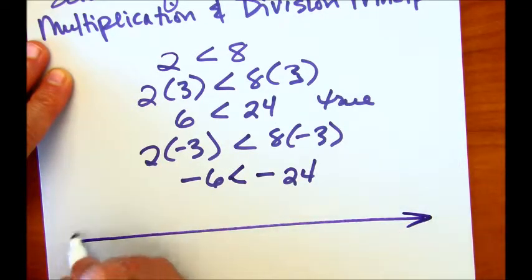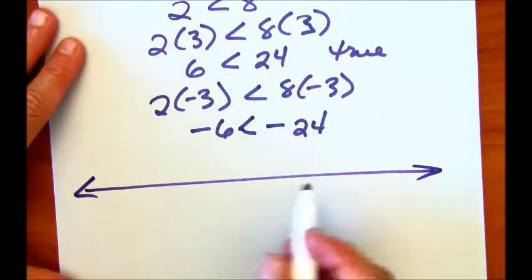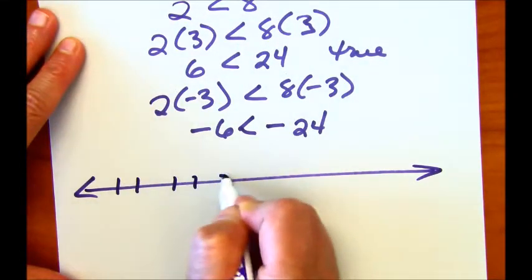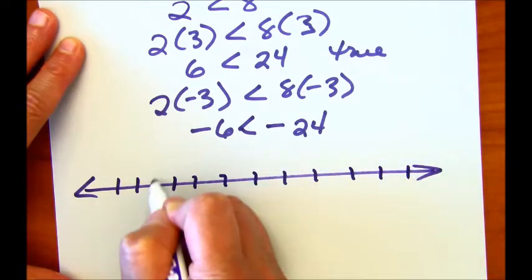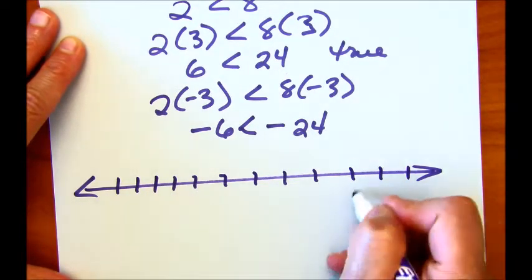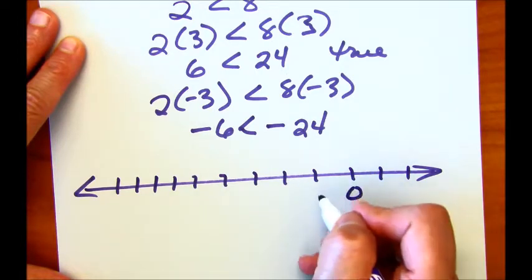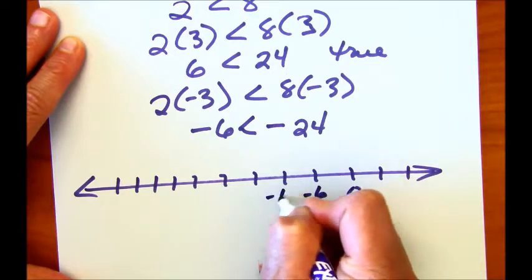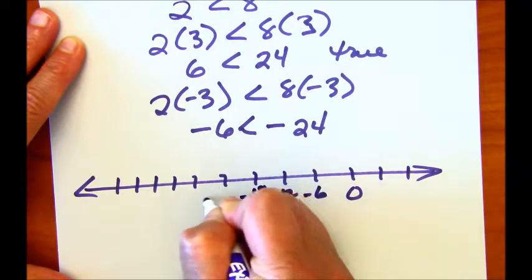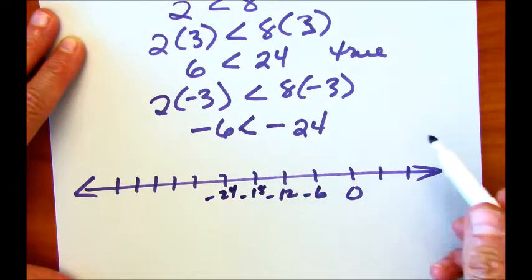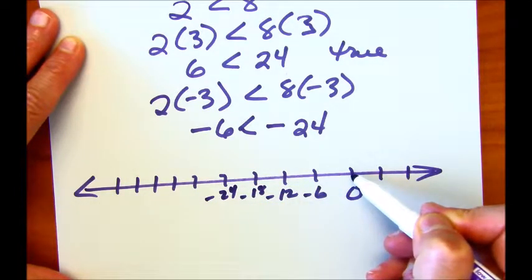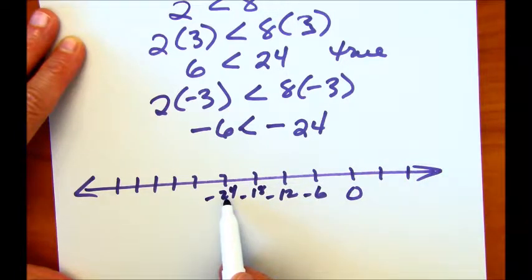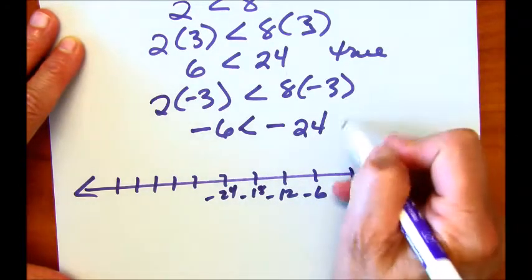So if I were to draw out a number line, I'll just throw in some numbers here, trying to make them equal. Let's say this is 0. Let's say this is negative 6, negative 12, negative 18, and negative 24, and so on. You can see that the negative 6 is closer to the 0. The negative 24 is further away. And so this is actually a smaller number than this one here. And so this would be false.